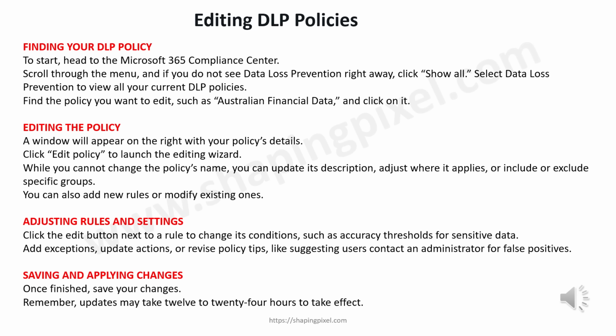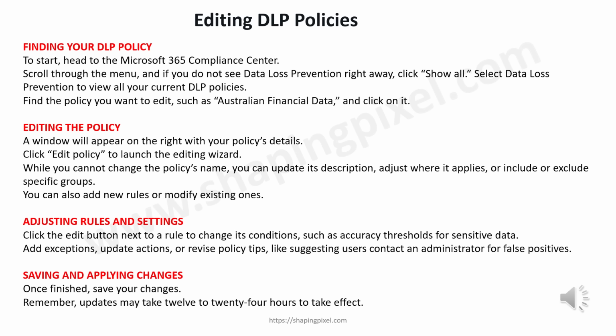Editing a Data Loss Prevention, or DLP, policy in Microsoft 365 is essential when you need to fine-tune your organization's data protection. Maybe you want to add more safeguards, adjust what gets flagged, or change what happens when a policy is triggered. To start, head to the Microsoft 365 Compliance Center. Scroll through the menu, and if you do not see Data Loss Prevention right away, click Show All. Select Data Loss Prevention to view all your current DLP policies.